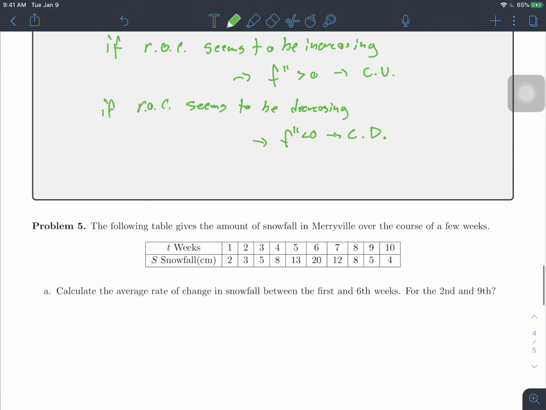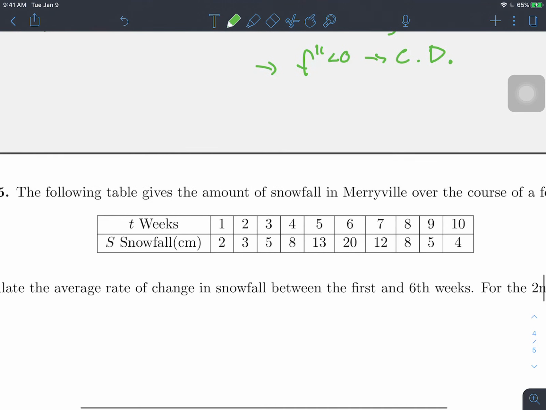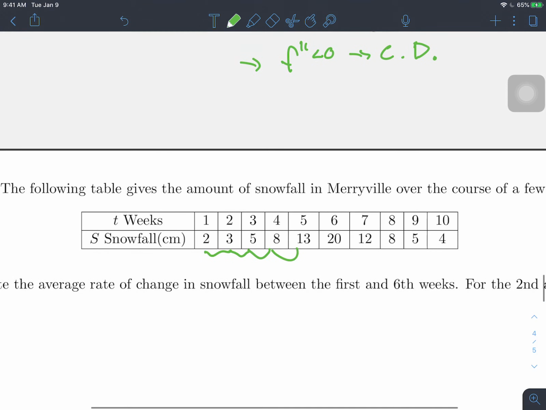So in other words, if I looked at this table, I can see initially the snowfall is growing very slowly, but after a while, these jumps start to get larger and larger. That's telling me that the rate of change is increasing, just telling me that if I were to draw this as a graph, it might look like a concave up graph for that part of the table.